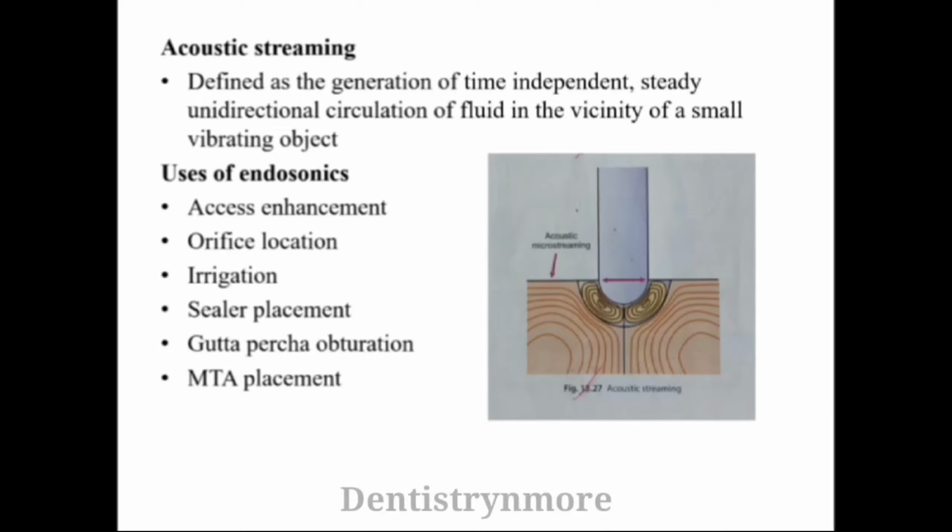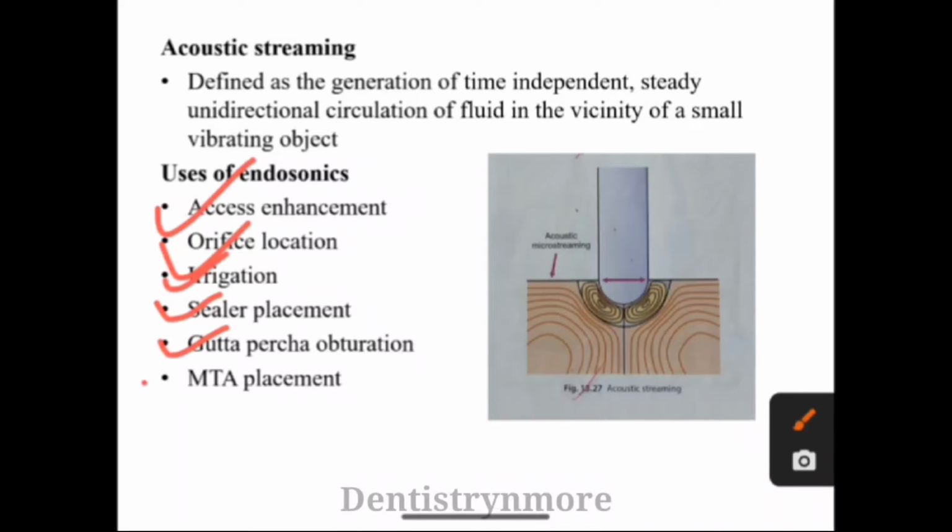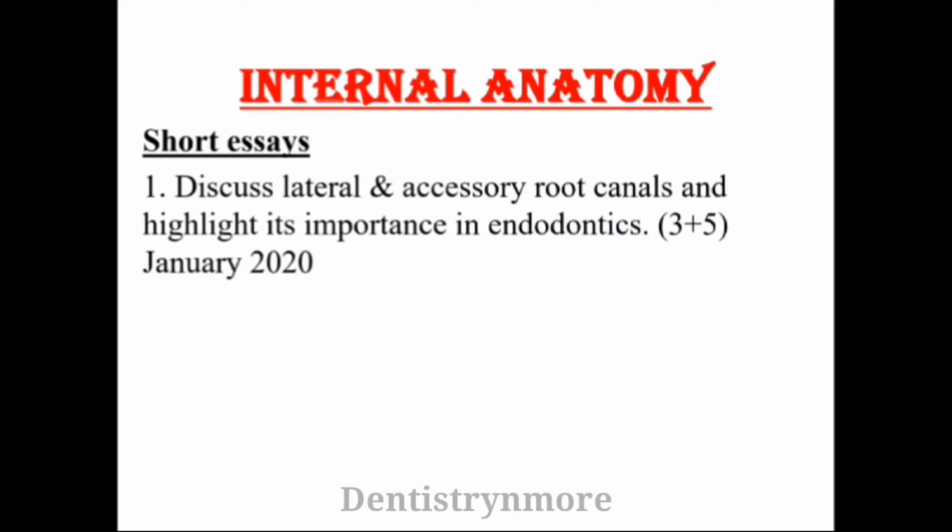So now are the uses of endosonics. Some of them are SS enhancement, orifice location, irrigation, sealer placement, gutta percha obturation, and also MTA placement. And this concludes the first chapter, that is endodontic instruments. Now we are moving to the next section, that is internal anatomy.